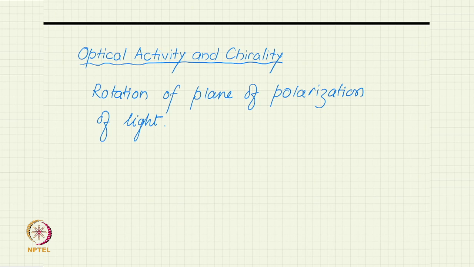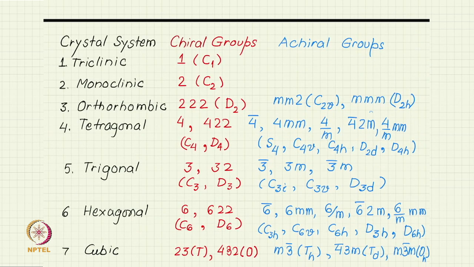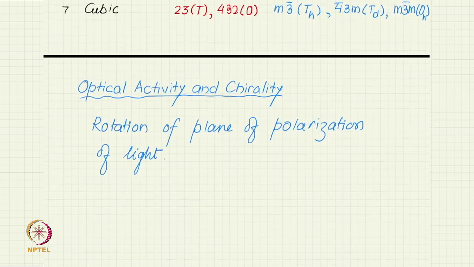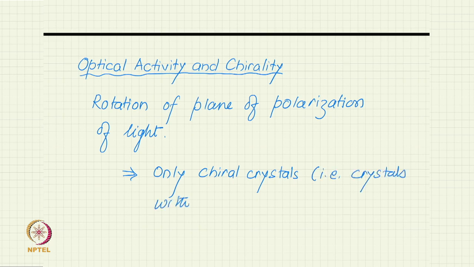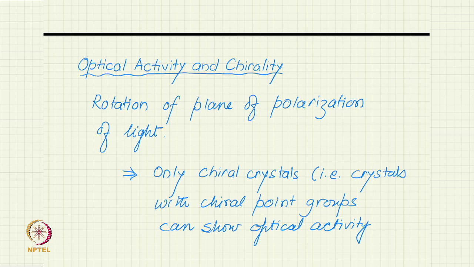Now, optically active materials have to have one of the chiral point groups. Achiral point group materials cannot show optical activity. So, optical activity and chirality are related. Only chiral crystals, that is crystals with chiral point groups, can show optical activity.